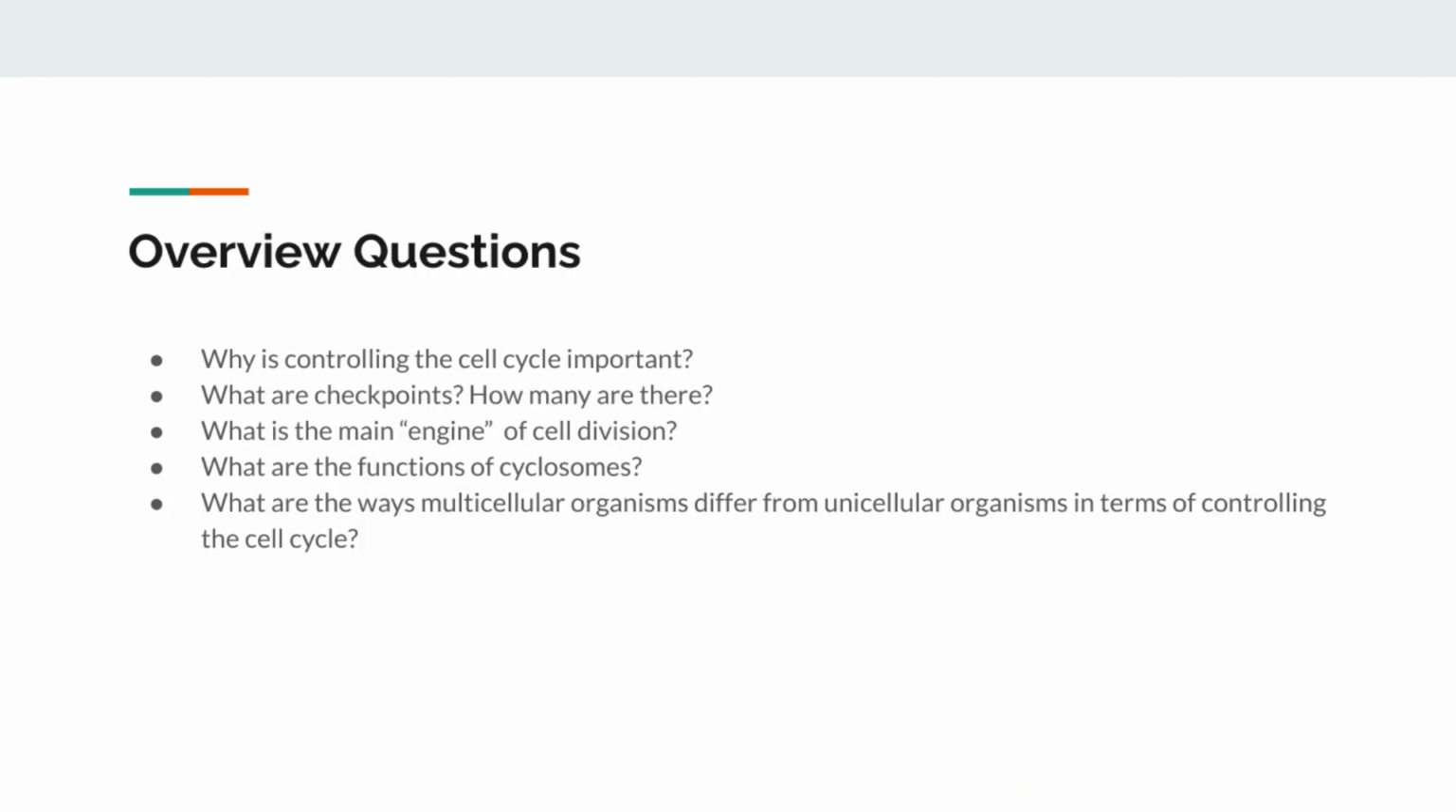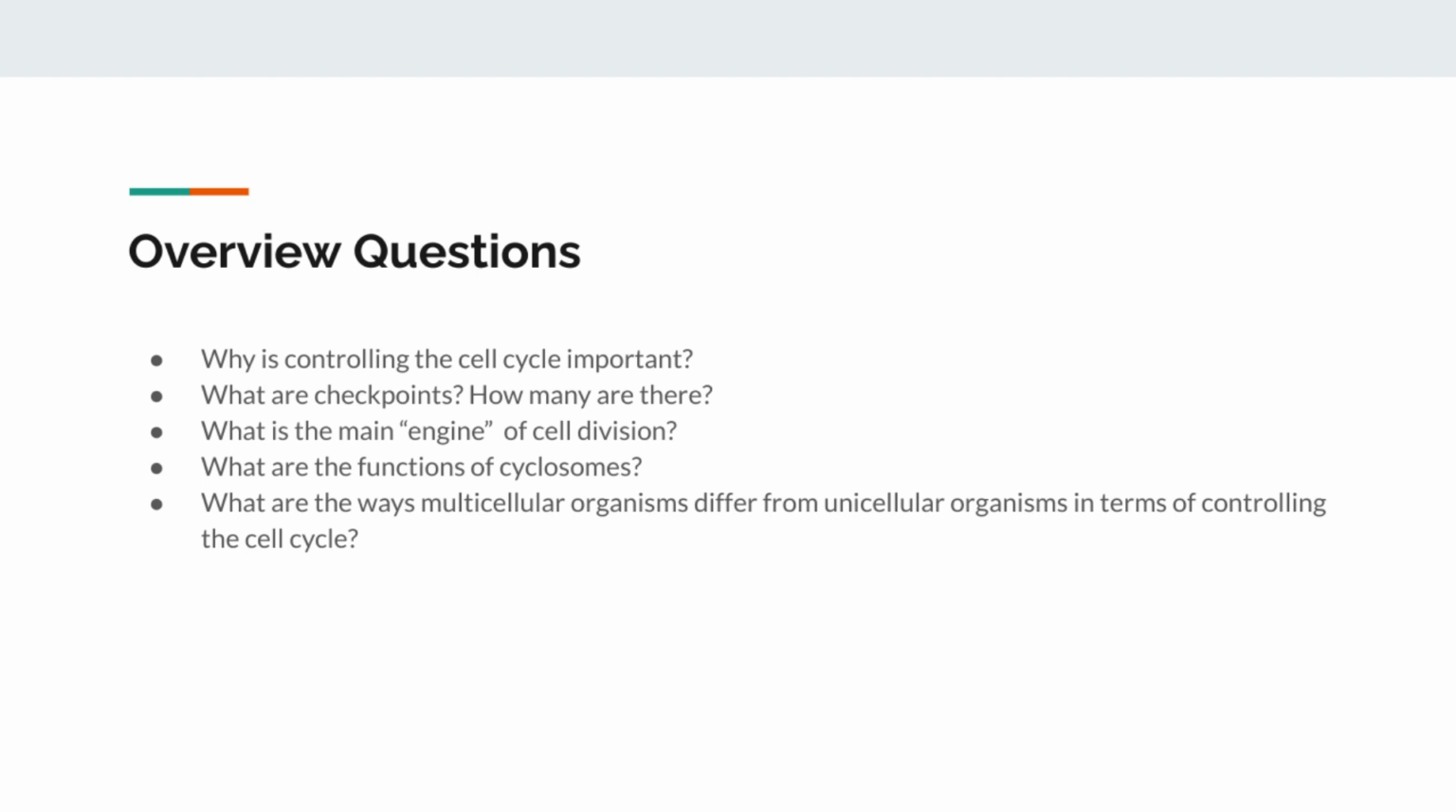Alrighty, now back to our overview questions. Why is controlling the cell cycle important? Controlling the cell cycle is important because it helps to prevent a lot of diseases like cancers from happening. Another reason why it's important is because it allows for increased accuracy in replicating DNA and prevents bad DNA from being replicated. What are checkpoints and how many are there?